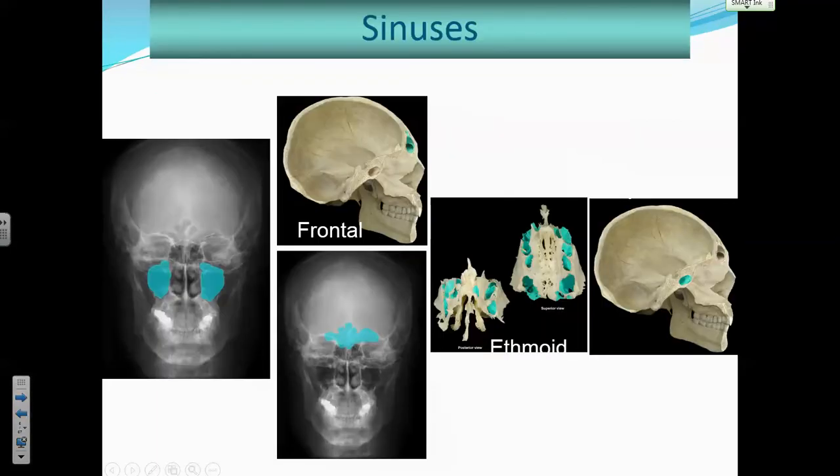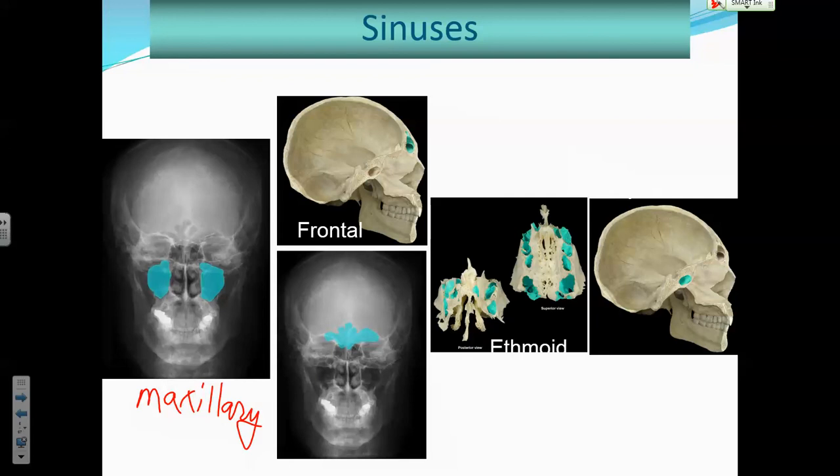Here you can see some views of the various sinuses. This view on the left is showing the maxillary sinuses. So if you have a sinus headache, and you go to the doctor sometimes with an upper respiratory infection, they start tapping on your face, under your eye. They're checking to see if that's painful. And if it is, that's an indication that those sinuses are infected.